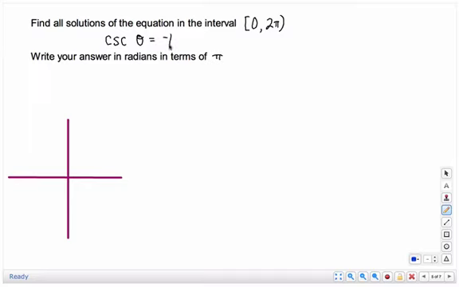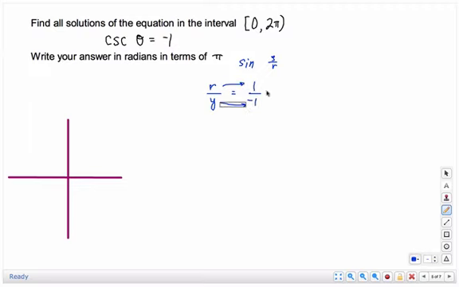Cosecant of theta equals negative 1. Okay, well, cosecant, we know, is the reciprocal of sine, and sine is y over r, so cosecant is r over y. Now remember, r has to be positive, so this is going to be 1 over negative 1. I can rewrite negative 1 as a fraction. I'm going to put the negative down in the denominator because I want the r value to be positive.